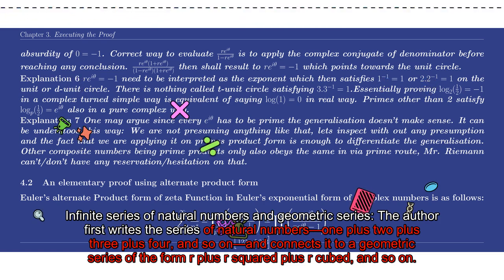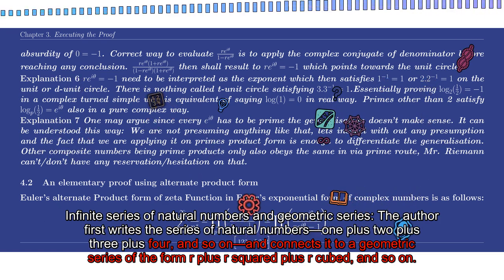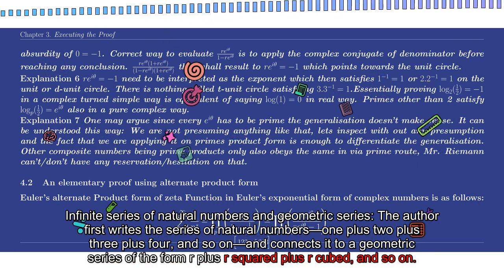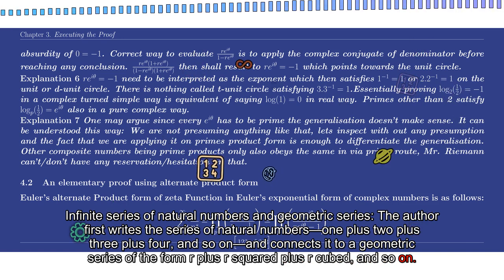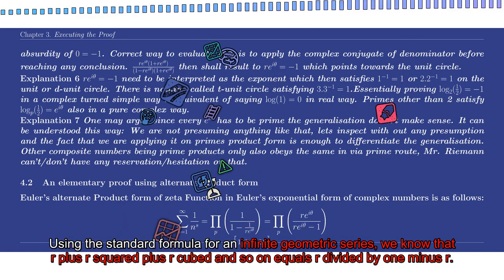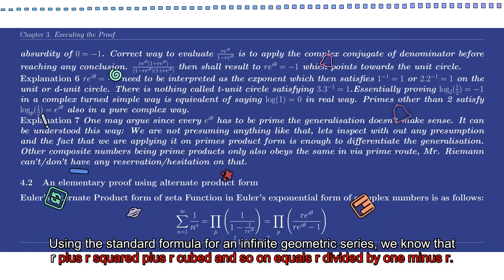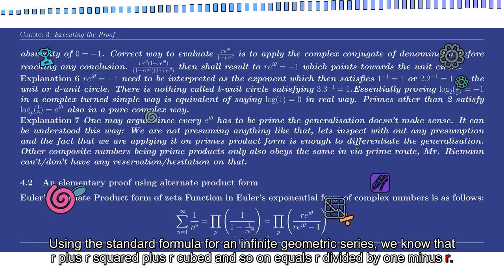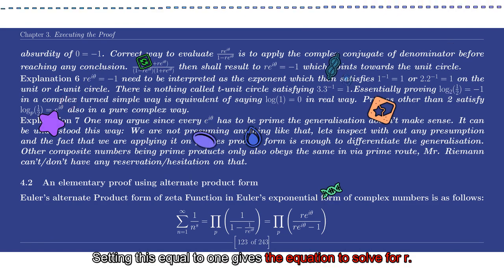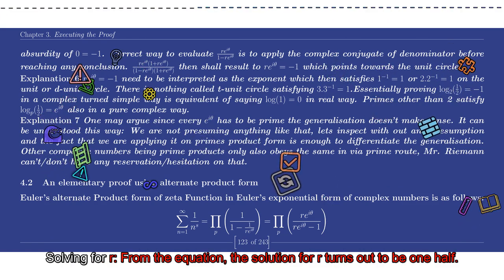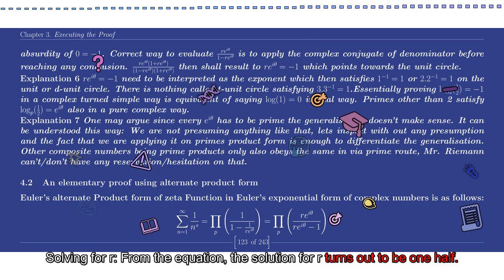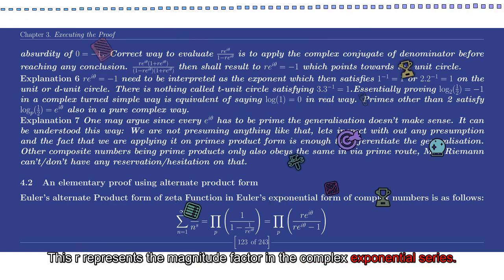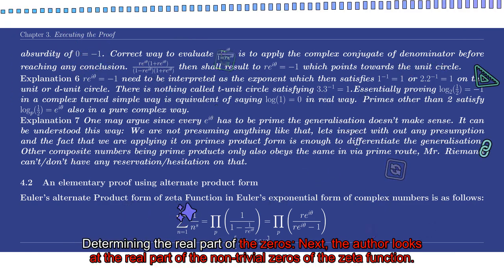The author first writes the series of natural numbers 1 plus 2 plus 3 plus 4, and so on, and connects it to a geometric series of the form r plus r squared plus r cubed, and so on. Using the standard formula for an infinite geometric series, we know that r plus r squared plus r cubed and so on equals r divided by 1 minus r. Setting this equal to 1 gives the equation to solve for r. Solving for r, the solution turns out to be 1/2. This r represents the magnitude factor in the complex exponential series, determining the real part of the zeros.